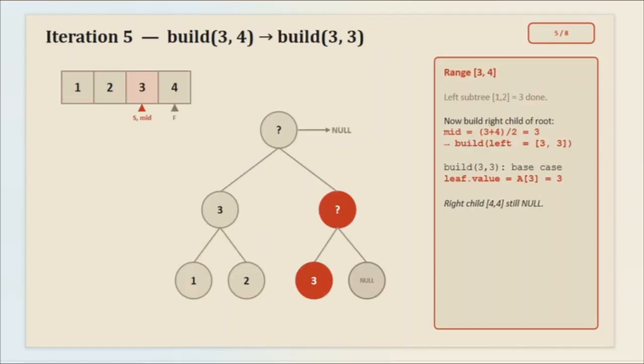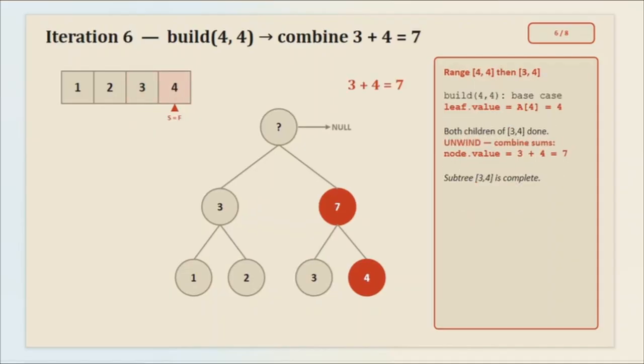The build process follows three simple steps. 1. Split the range into two halves. 2. Recurse until a single element is reached. And 3. Combine child values while returning back up. This is why segment trees are often described as a divide and conquer data structure.